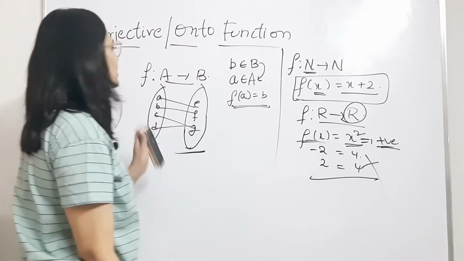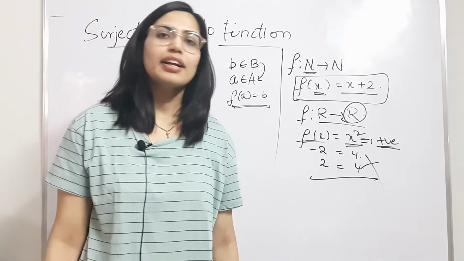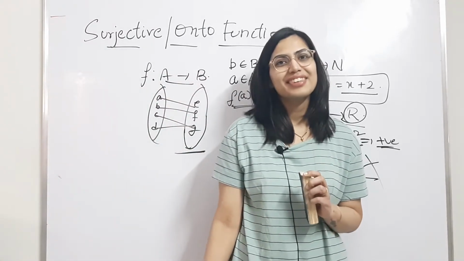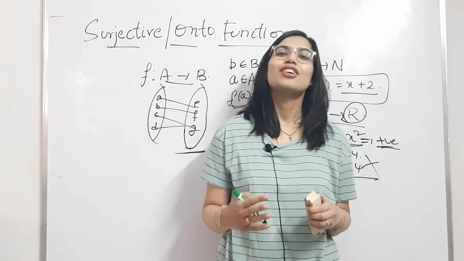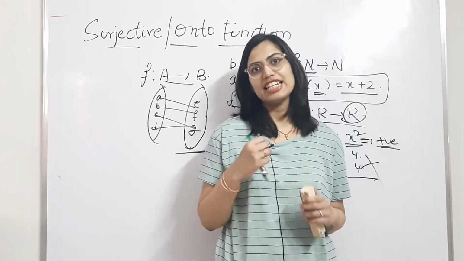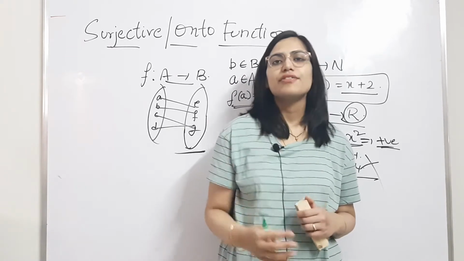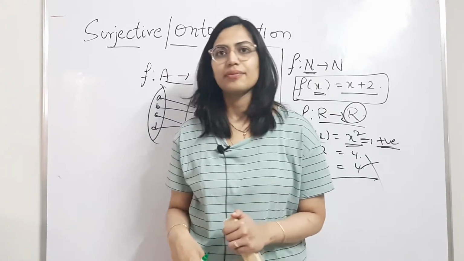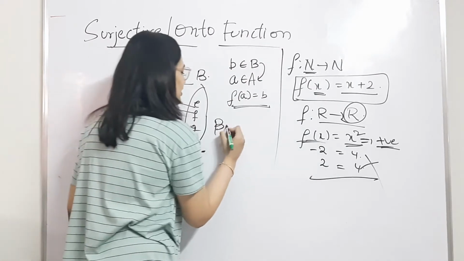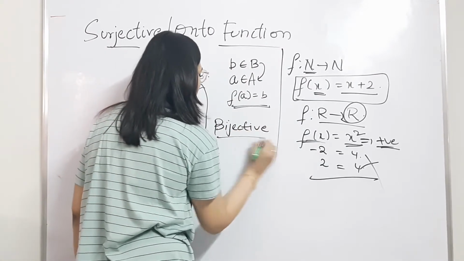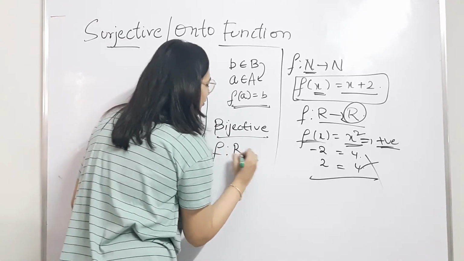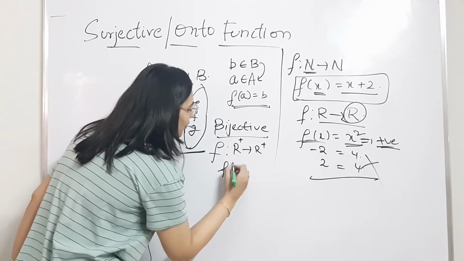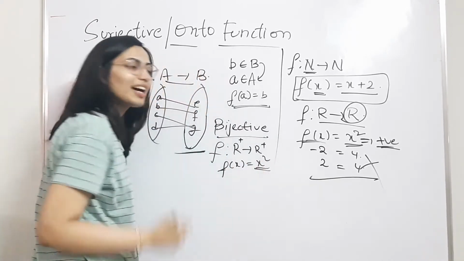Okay, so this is all about surjective function. Now with this knowledge of surjective and injective function, what is a bijective function? Bijective function is the combination of surjective and injective function. That is, a function f is defined as a bijective function if it is both onto and one-to-one. In this case, an example can be f from R positive to R positive, this is positive real numbers, f of x is equal to x square is a bijective.